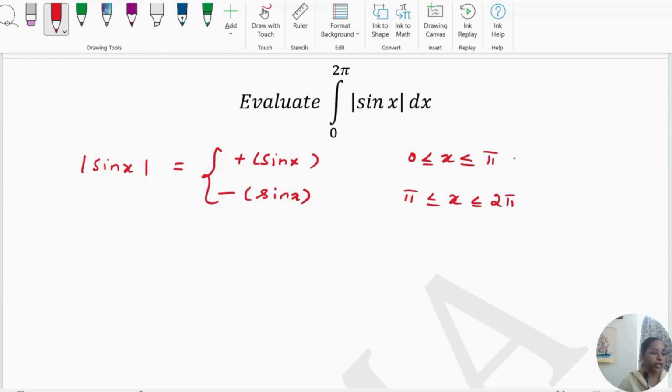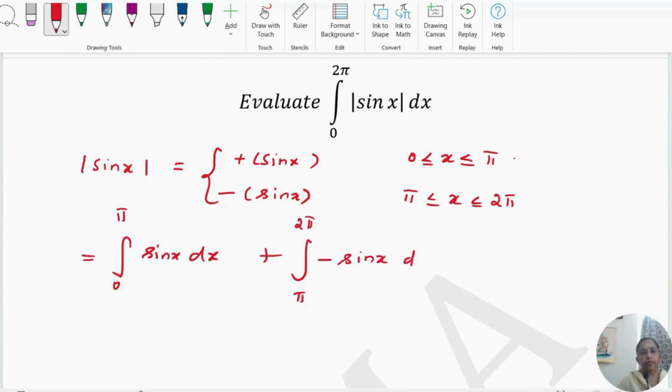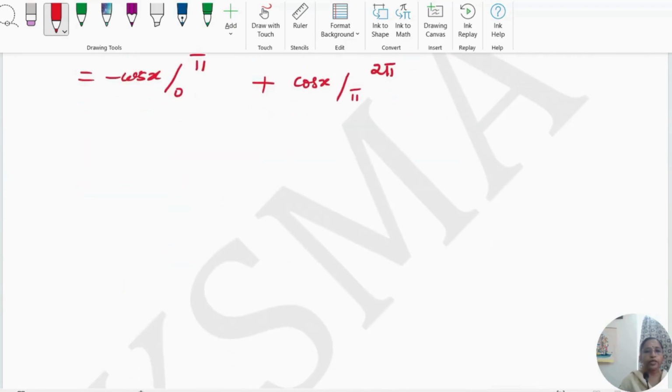So we can split our integration. So 0 to 2 pi can be 0 to pi with the positive sin x dx, and pi to 2 pi with the negative sin x dx. So this is minus cos x with the interval 0 to pi, and here minus minus plus, so cos x with the interval pi to 2 pi. We know cos of pi is minus 1 and cos 0 is 1. So this is 2. Here it is again 2. So 2 plus 2 is 4, our final answer.